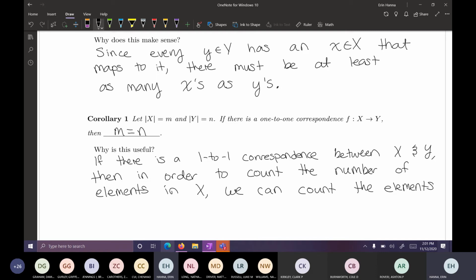Now, of course, this is only useful if it's easier to count the number in y than the number in x. But in some cases, it might be. Sometimes you might want to say, well, how many elements are there in x? And it seems like something that would take a really long time to figure out how to count. But maybe the elements in y are much easier to count. So if you can count the elements in y, then you know how many elements are in x. So we'll have time to do one example of that. And then actually, it goes on to a different topic after that.